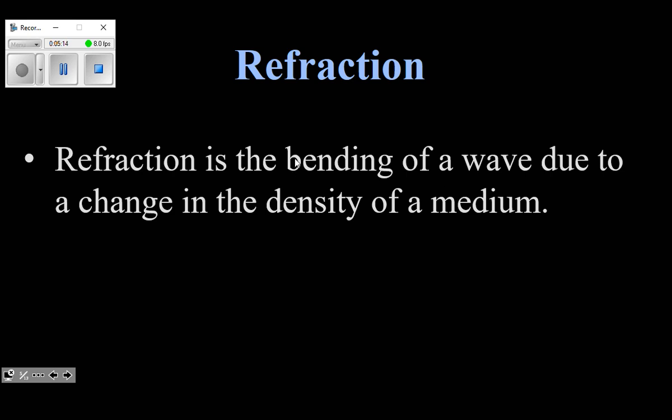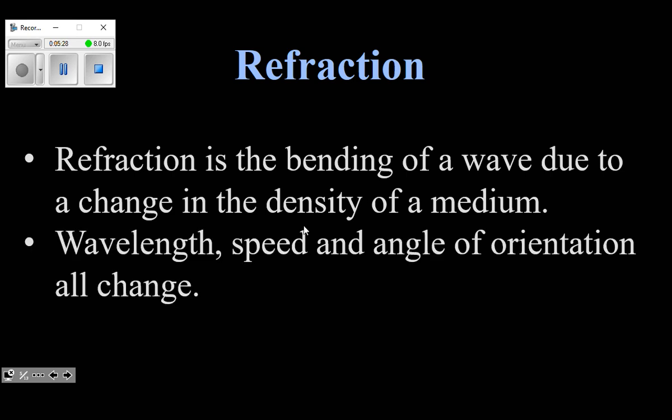So when light goes from a less dense to a more dense medium, it bends a little bit differently than the other waves will. And they slow down, whereas other waves will speed up in a more dense medium. Wavelength, speed, and the angle of orientation all change. So when it comes to these properties of the wave, specifically we're talking about light, its wavelength, its speed, and its angle of orientation are all going to change.